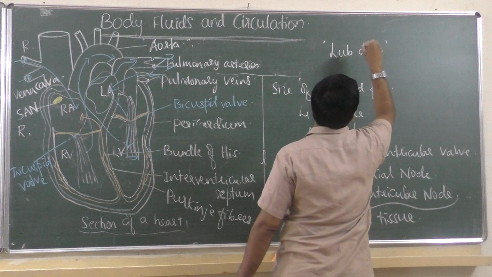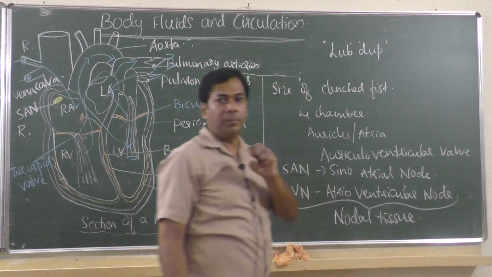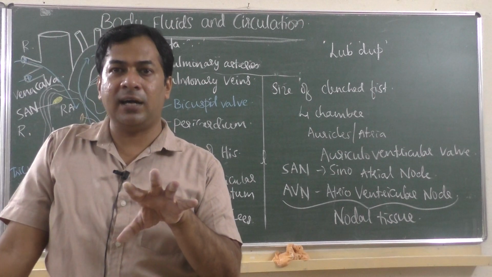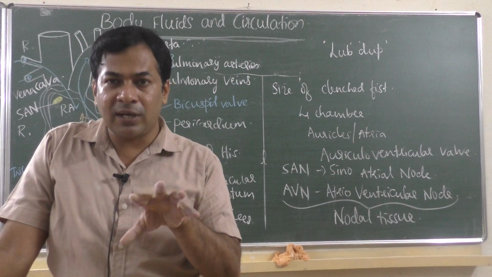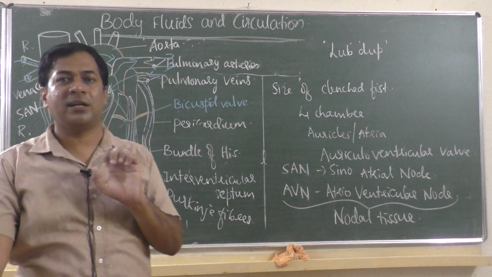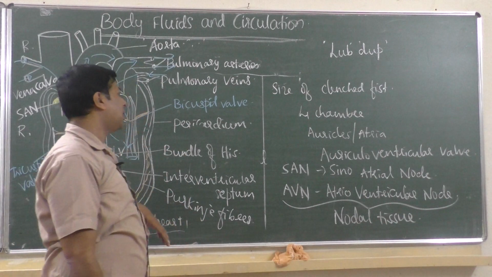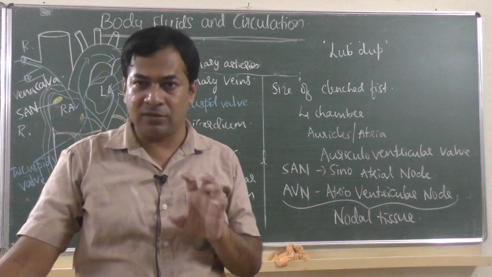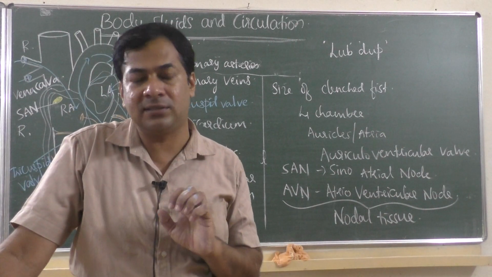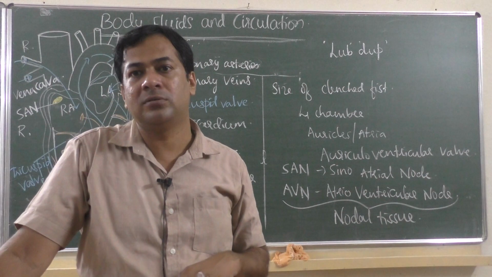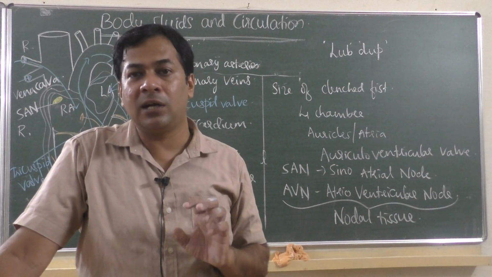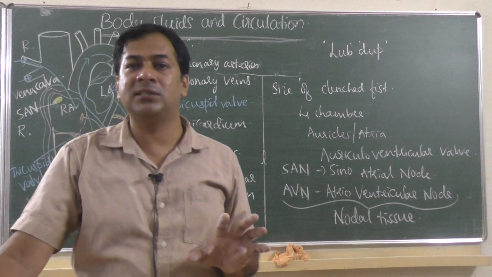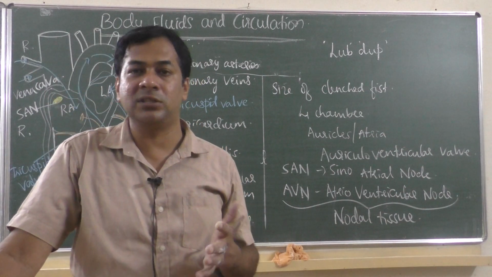Lub dup sound we say heart, not lub dup. No, heart contracts, relaxes, contracts, relaxes. In 10th standard you have learned systole, diastole, contraction, relaxation. So for that action of contraction, relaxation of muscles, neurons should help, isn't it? Neurons are auto-excitable here, meaning without any stimulus they get excited, they produce action potential.